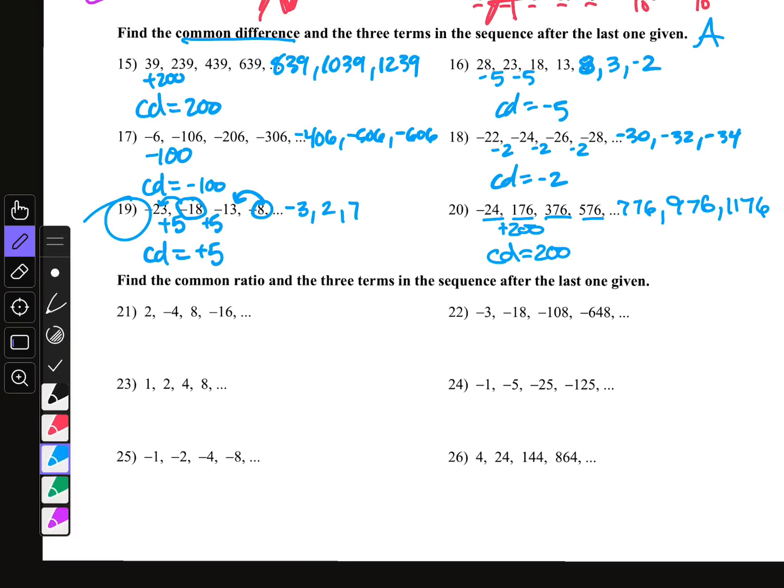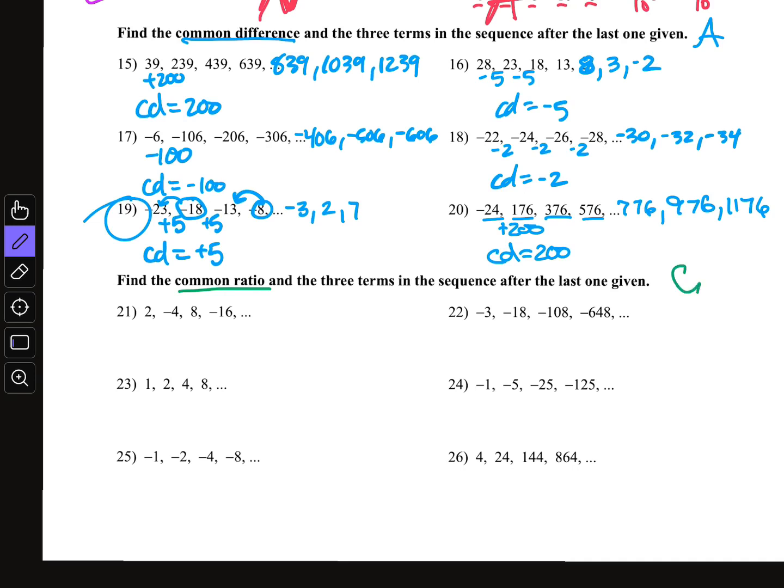Now the last 6 are common ratios. So common ratio tells us this is going to be geometric, then find the 3 terms. So now on these ones you're multiplying everything. So if you need help, take this term, divide the first term, that should give you what that common ratio is, okay? All right, but pause it, take a few minutes and get these last 6 done.